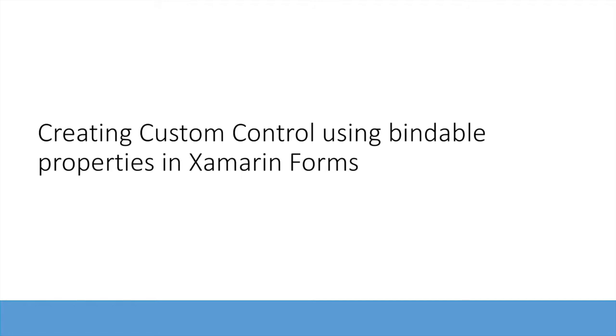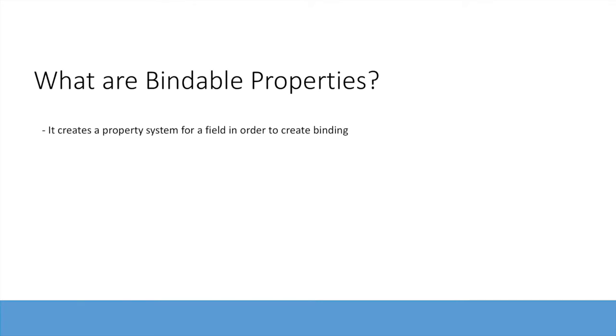So our agenda is creating a custom control using bindable properties in Xamarin Forms. First we'll see what a bindable property is. A bindable property basically creates a property system for any field in order to achieve binding. Let's take a small example: we are using a label element in our Xamarin Forms, so we are creating a label control. If I want to provide some text, I'll be using the Text property. That Text property is one kind of bindable property, where it can be bound with any property that is coming from a view model. So I can directly bind that property to this Text property. This particular binding is achieved through a bindable property.